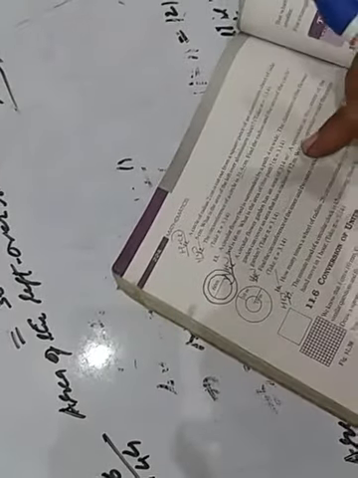Okay children. The rest of the questions we will take up in the next class. Clear? We have taken up to question number 12. Here question number 13, how will you find out? See, area of the bigger circle minus area of the smaller circle. Clear? And this way you will find out the answer.